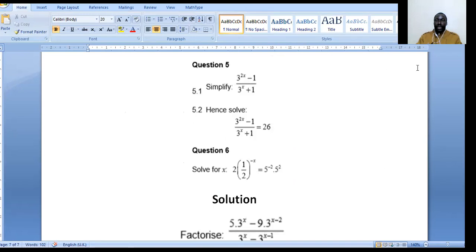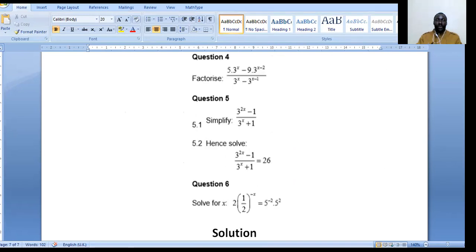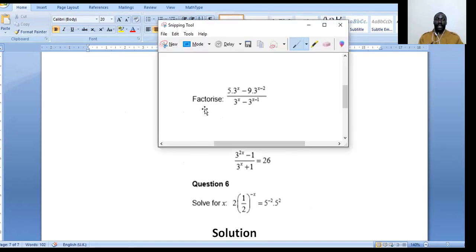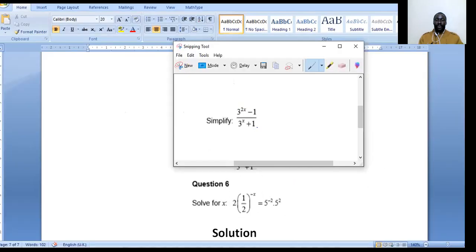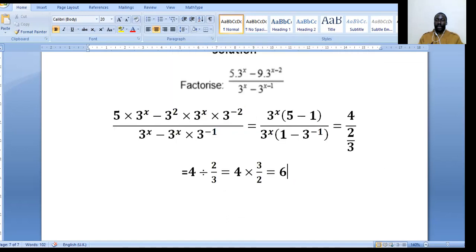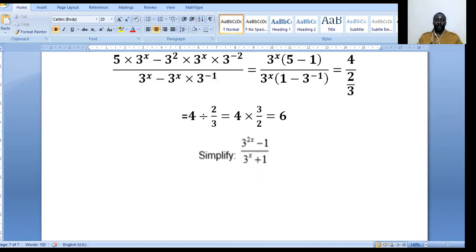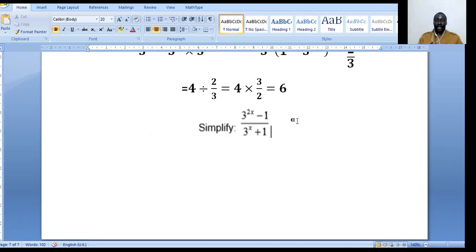The second question is asking us to also simplify. Well, that is 5.1. What do we have to simplify here? Let me first get the question. This is what we have to simplify. So let's put it here on a new page. We have to simplify this. Well, how do we then simplify this?